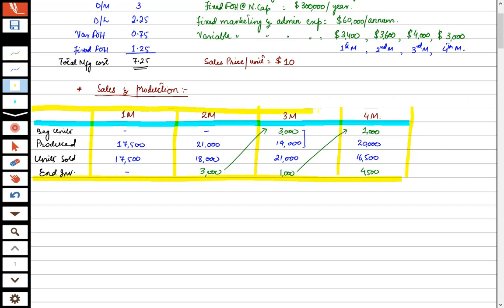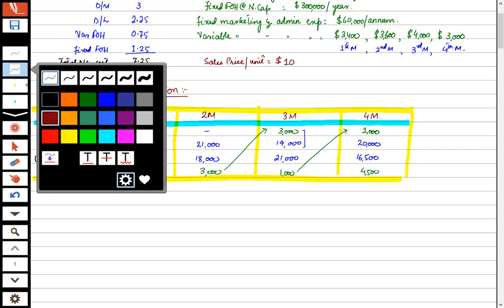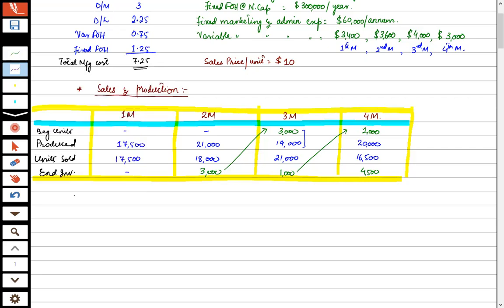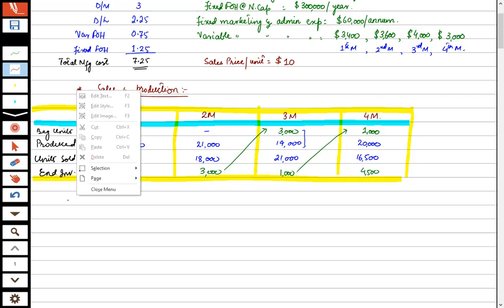So this is the data available with us. What we have to do is prepare a statement, that is, an income statement.